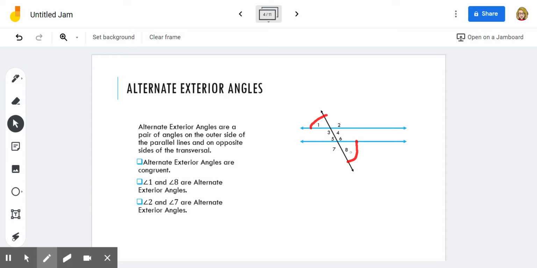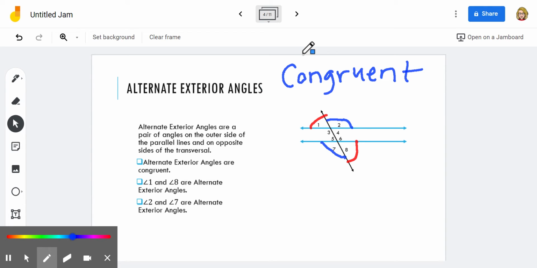So 1 and 8 are examples of alternate exterior angles, and the same goes for 2 and 7, because they're on the opposite side of your transversal and on the outside. The important thing to know is that these angles are congruent, or that they have the same measurement.